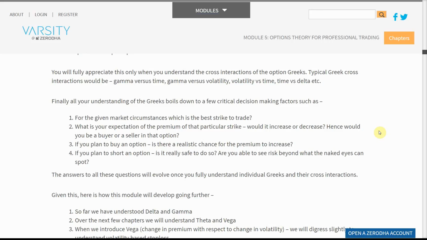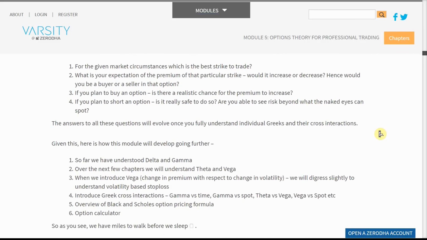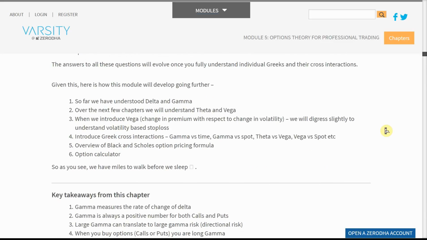Finally, all your understanding of the Greeks boils down to a few critical decision-making factors, such as, for the given market circumstances, which is the best strike to trade? What is your expectation of the premium of that particular strike? Would it increase or decrease? Hence, would you be a buyer or a seller in that option? If you plan to buy an option, is there a realistic chance for the premium to increase? If you plan to short an option, is it really safe to do so? Are you able to see risk beyond what the naked eyes can spot? The answers to all these questions will evolve once you fully understand individual Greeks and their cross interactions.